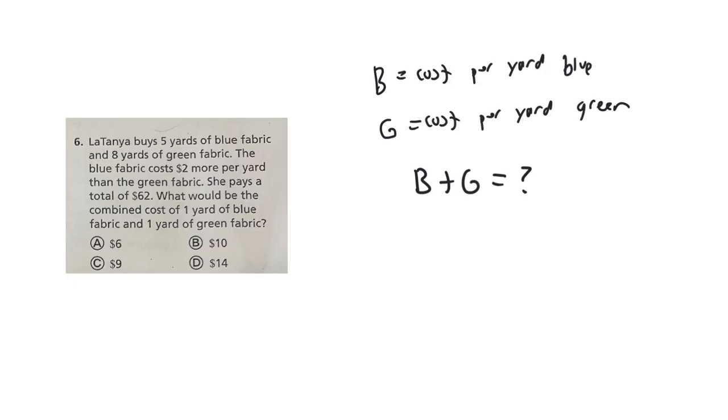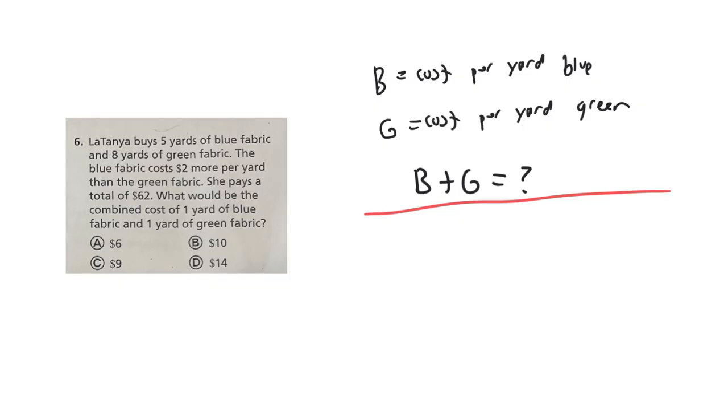Well, in my opinion, it would be nice to know what B is. It would be nice to know what the cost per yard of blue is. And then we could just put it here. It would be nice to know what the cost per yard of green is, right? And then we could just put it here, and then we could just add those, and then we would have it, right? So we're sort of hoping that there is a way to find out what B is and a way to find out what G is. Now, they essentially just give you clues as to how to find this information.